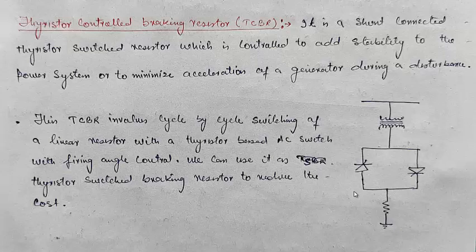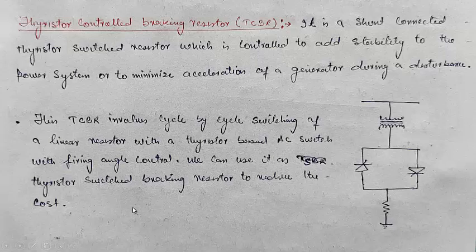Here it is slightly different from the inductance, because for inductance we have continuous conduction for alpha equal to 90 degrees, and no conduction for alpha equal to 180 degrees. But here, in case of resistance, conduction starts from alpha equal to 0. This TCBR involves cycle by cycle switching of the linear resistor with the thyristor based AC switch with firing angle control. We can use it as a thyristor switched braking resistor to reduce the cost.